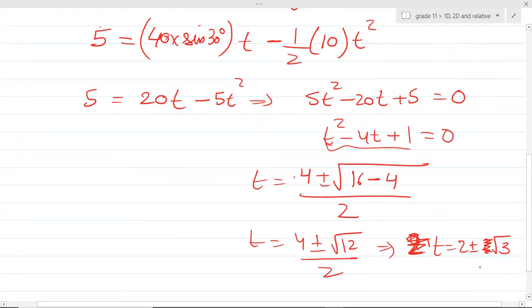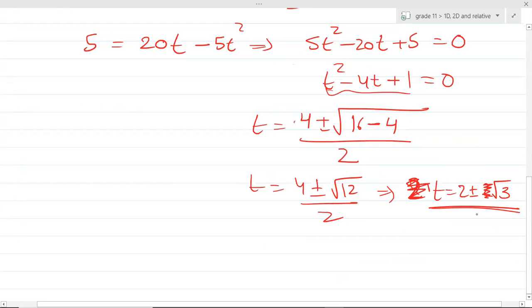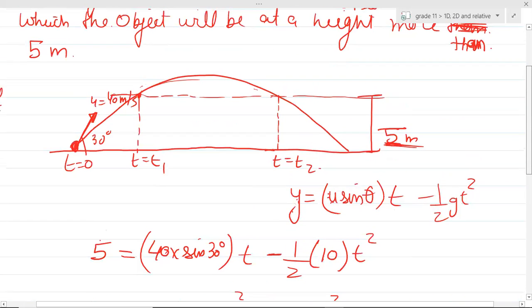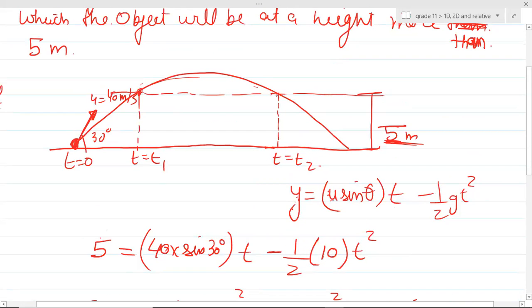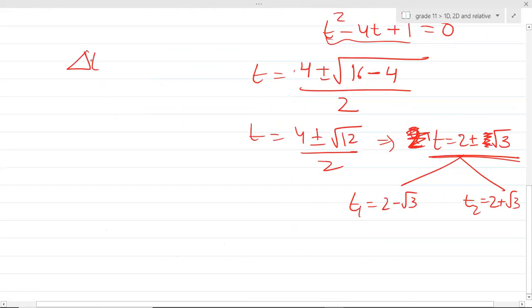So can you see, guys, the time is basically 2 plus minus root 3 seconds? Yes or no? These are two different times. One time is basically t1, which is 2 minus root 3, and one time is basically t2, which is 2 plus root 3. So can you see two different time instants where it will have a height of 5 meters? Now the time interval in which it has a height greater than 5 meters will be the difference of time between these two positions. So that difference will be t2 minus t1, which will be equal to 4 seconds. Any doubt?